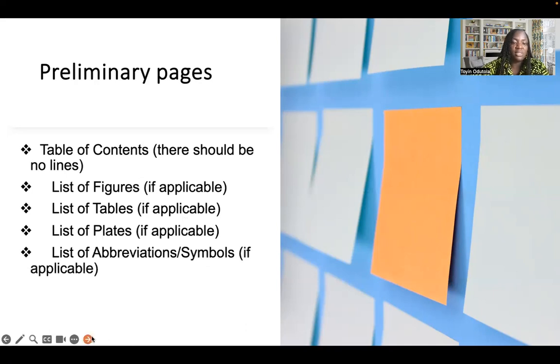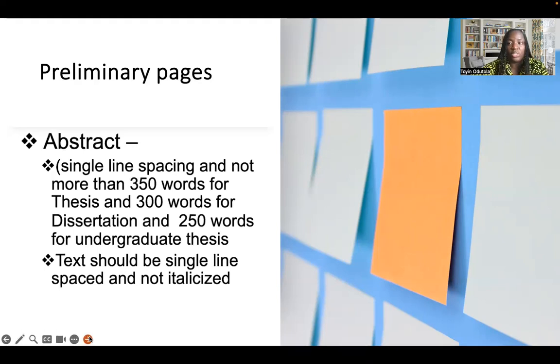The next stage is still part of your preliminary pages, which is your abstract. So abstract is like a summary of your entire work, contains a little about the introduction, the problem you're trying to solve, and then how you went about solving the problem, which is the methodology, and then your results from solving this problem and your recommendation. So you put all of that together in less than 350 words for PhD students, then less than 300 words for master students, then about 250 or less words for undergraduate students.